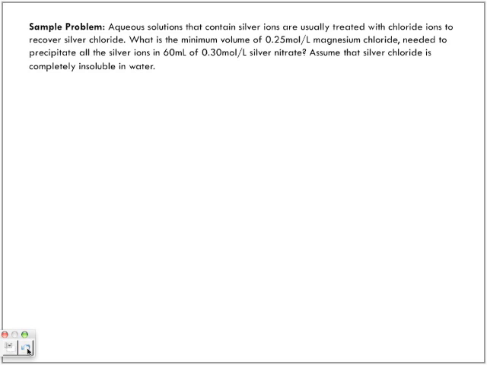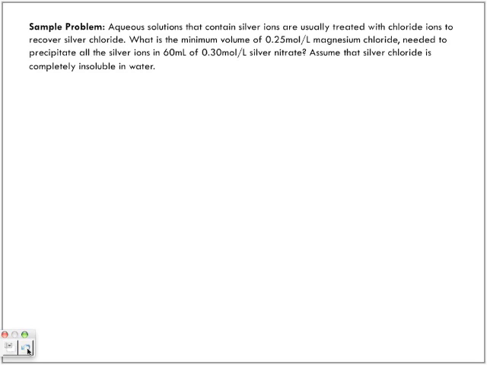Next sample problem. Aqueous solutions that contain silver ions are usually treated with chloride ions to recover silver chloride. What is the minimum volume of 0.25 moles per liter of magnesium chloride needed to precipitate all of the silver ions in 60 milliliters of 0.30 moles per liter of silver nitrate? Assume that the silver chloride is completely insoluble in water. So that's going to be our precipitate that we're going to form.